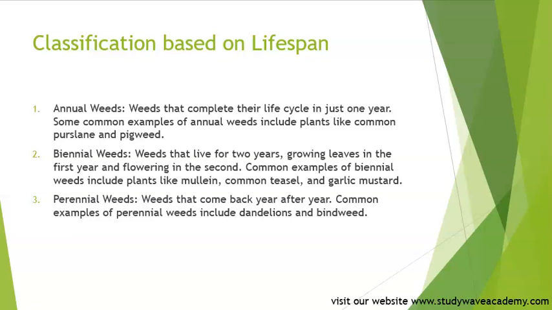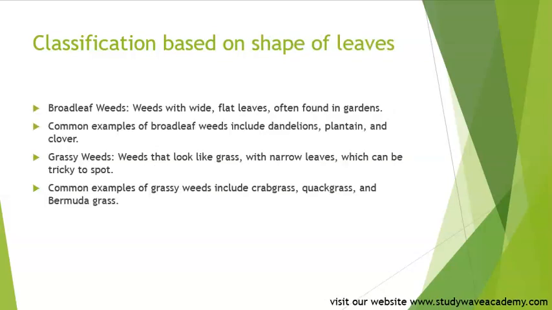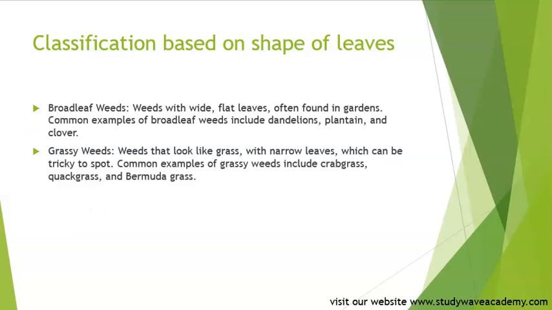Okay, so now we are going to be looking at classification based on shape of leaves. Remember, classification based on shape of leaves is how their leaves look, what their leaves look like. We have the broadleaf weeds, weeds with wide, flat leaves, often found in gardens. Common examples of broadleaf weeds include dandelions, broadleaf plantain, and clover.